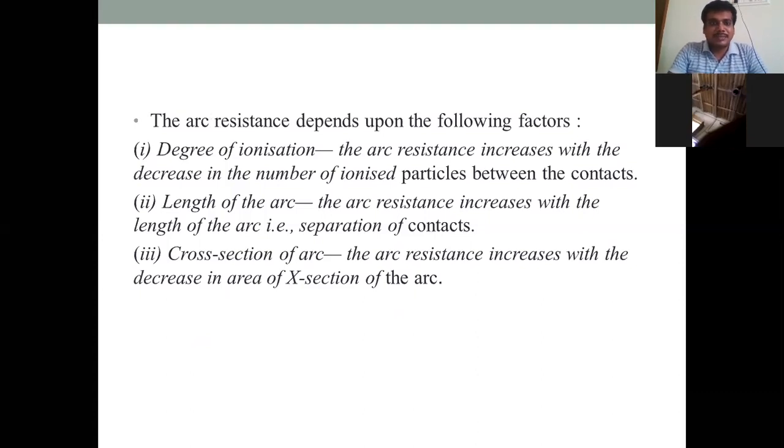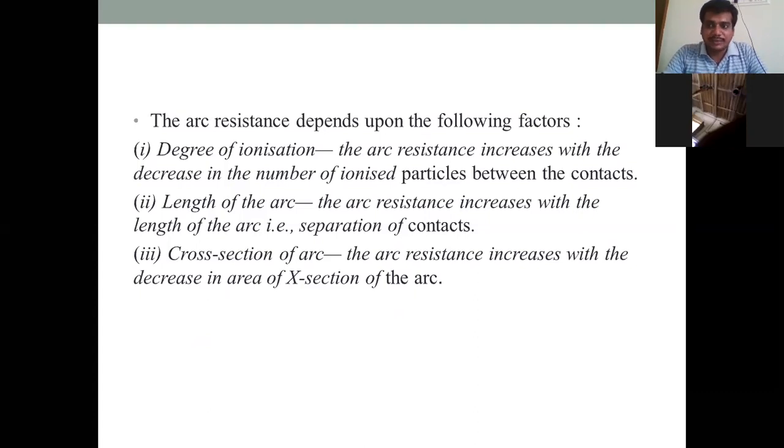It is based on some factors. First one is degree of ionization. The arc resistance increases with the decrease in the number of ionized particles between the contacts. When the circuit breaker opens, a circuit breaker is nothing but two contacts. When these contacts get opened, the medium which is present is air. So when the arc resistance is high, the number of ionized particles will be decreased.